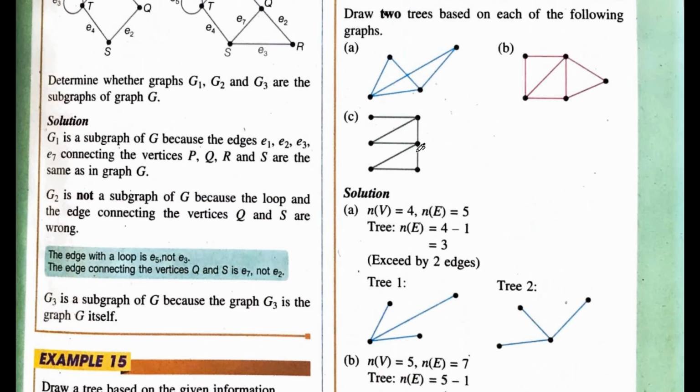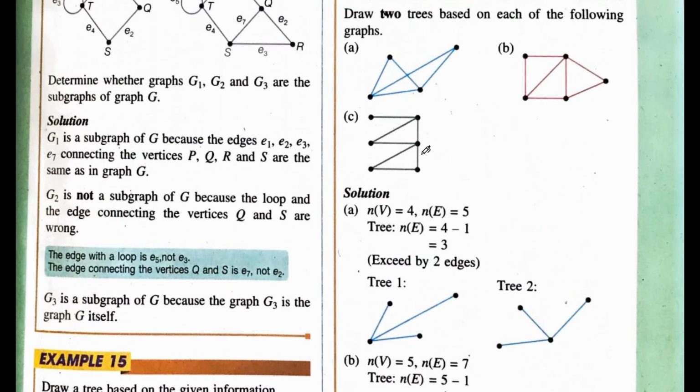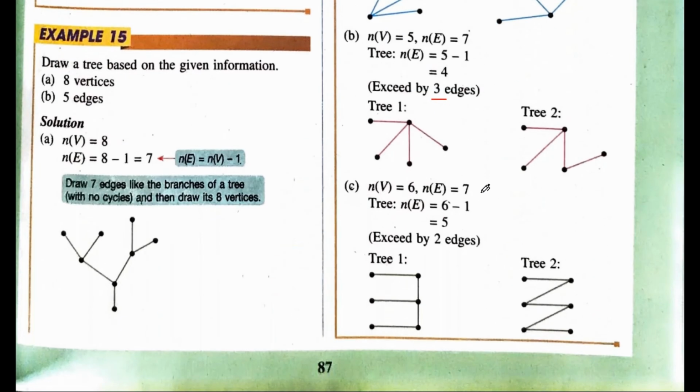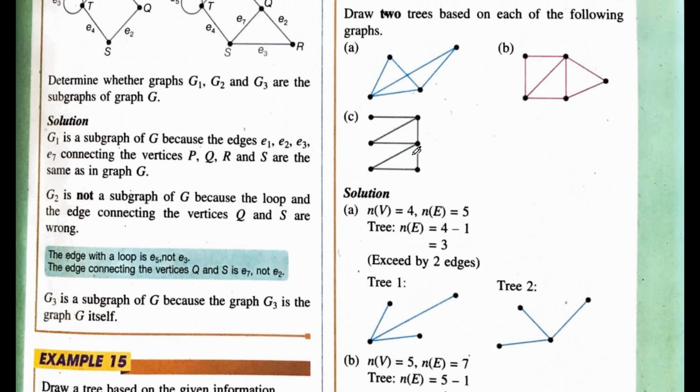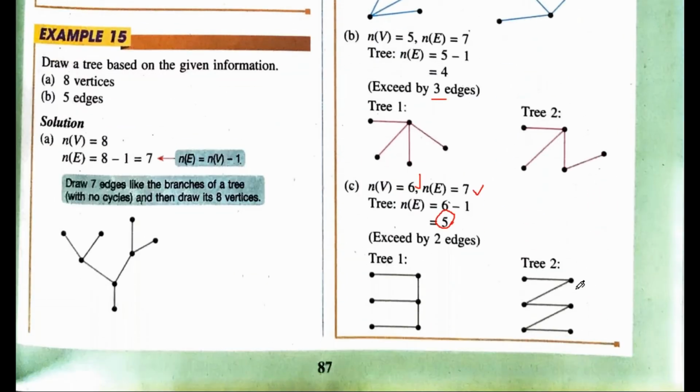C, we have 1, 2, 3, 4, 5, 6 vertices. And we have 1, 2, 3, 4, 5, 6, 7 edges. We have 6 vertices, 7 edges, but for a tree, we can only have 6 minus 1. Okay, number of vertices minus 1, so we can only have 5 edges. So you just remove any 2 edges from this graph. Okay, so you can draw like this or like this.